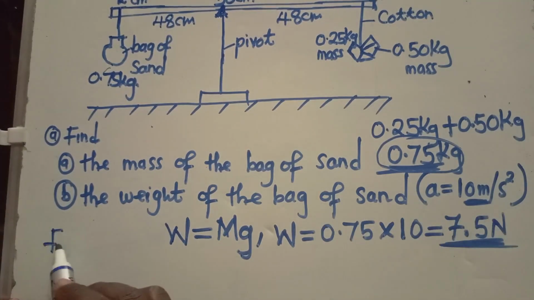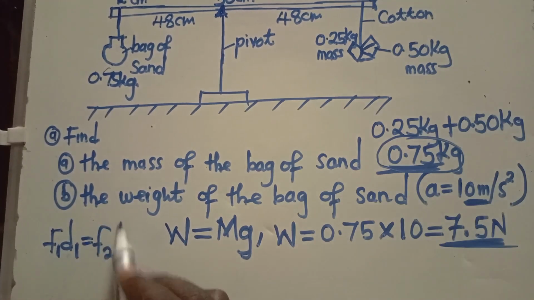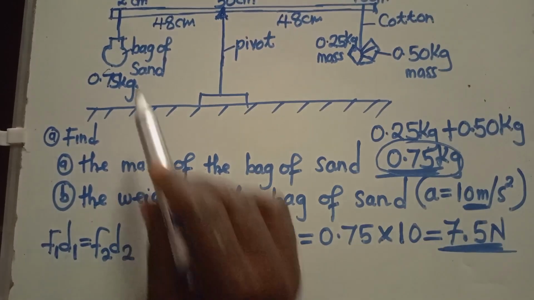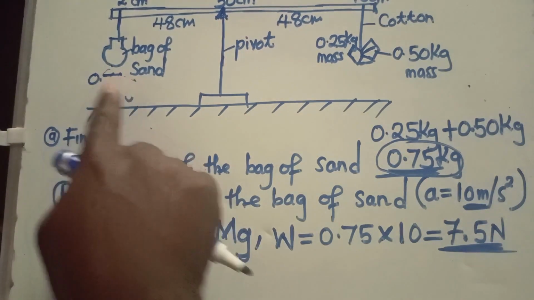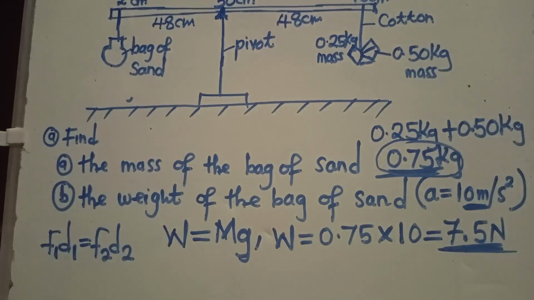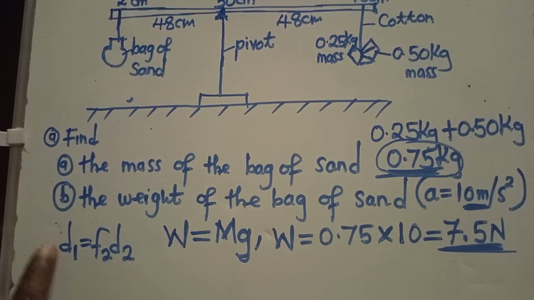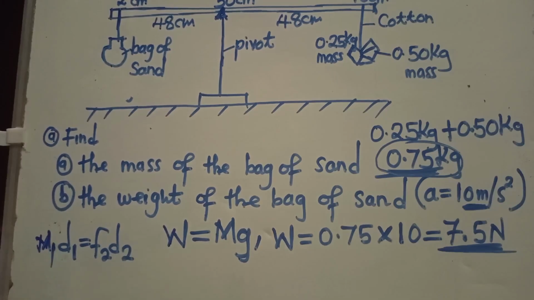We say force 1 times distance 1 is equal to force 2 times distance 2, isn't it? So we want to find the mass that is here. You can use this one, but if you can't predict it and need to use that particular formula, you can still use it. We don't have the mass there, so there is another formula I gave you. You can remove the force and put mass 1, and remove the other force and put mass 2. This is also another formula you can use.